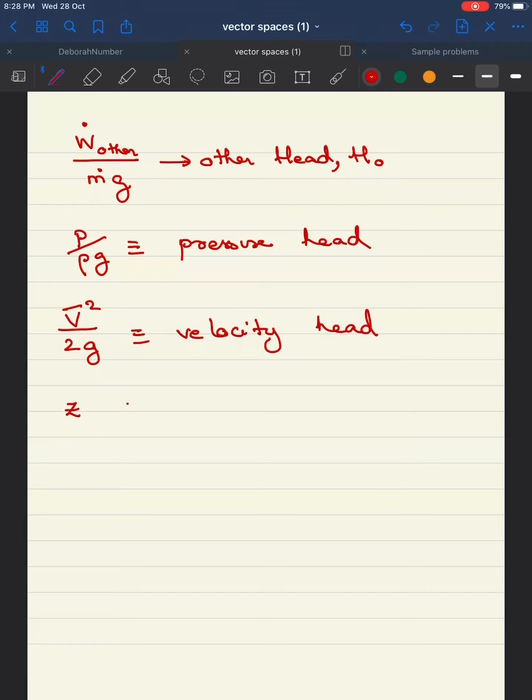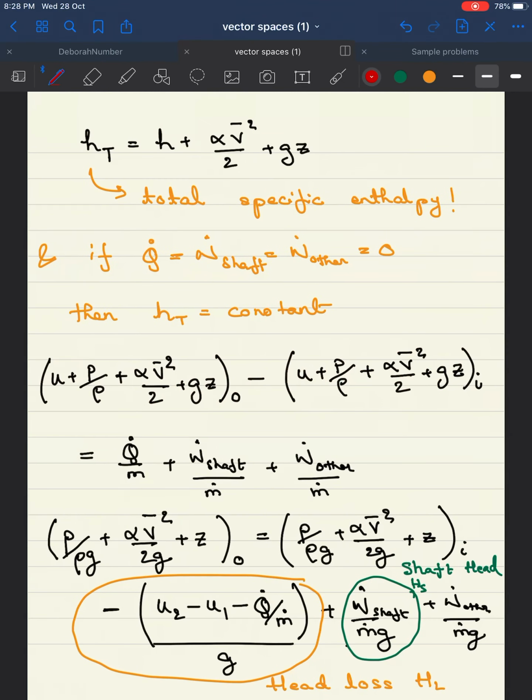And Z contributes to what is called the elevation head. Great. So our final equation is now in the form of different heads, which are basically the different contributions to the energy. Part of the contribution comes due to the pressure, another one comes due to the velocity, the height, and this is the loss due to the heat.